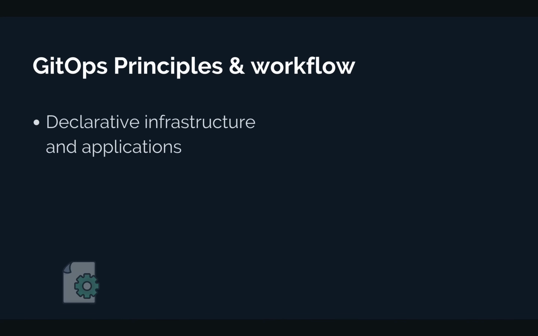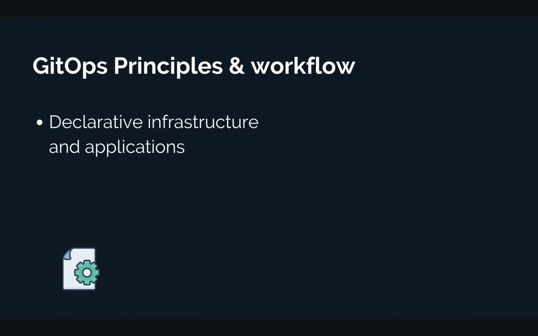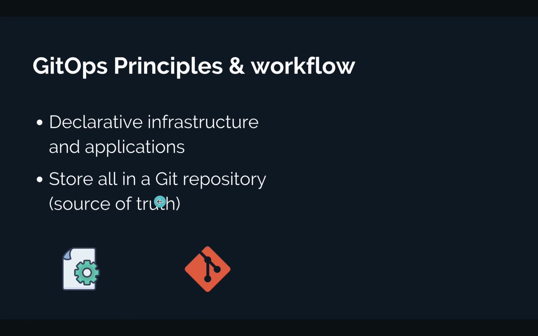So let's look at some GitOps principles and workflow. GitOps uses declarative configuration files to define the desired state of infrastructure and applications. And these files are all stored in a Git repository and serve as a single source of truth. Nobody has direct access to the environment where the application is running, as an example, the Kubernetes cluster, to perform manual updates. And Git is the authoritative source for all changes and updates. So this makes it much easier to perform rollbacks, troubleshooting of failed deployments, and auditing for compliance and security.